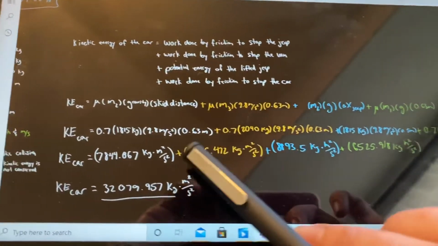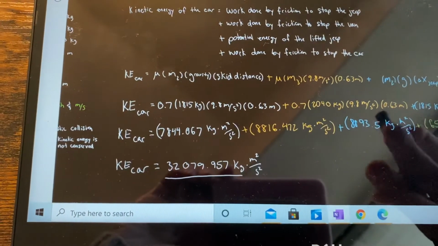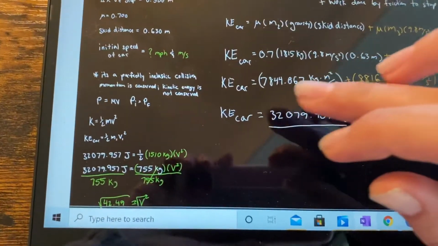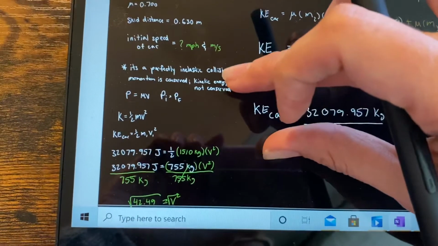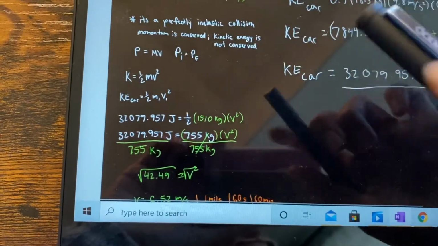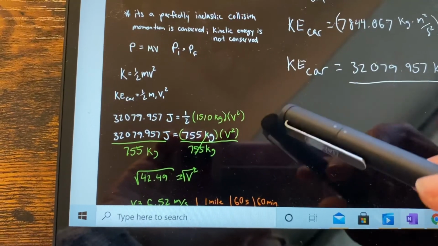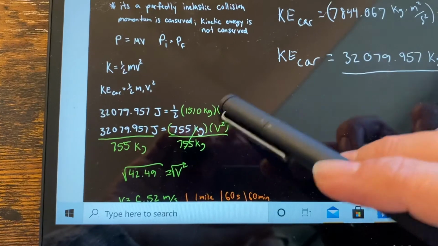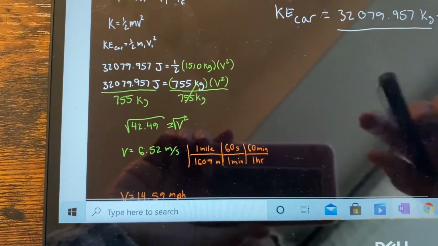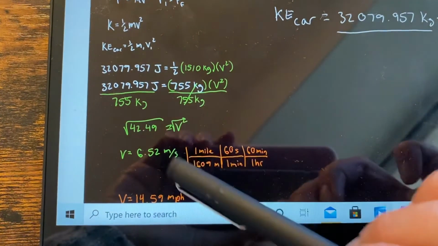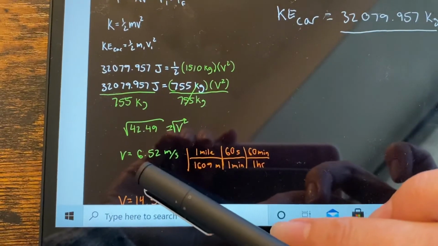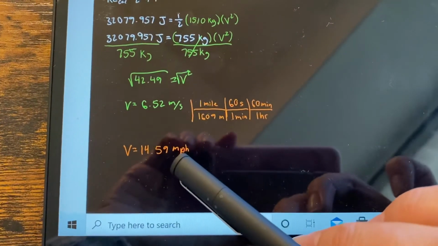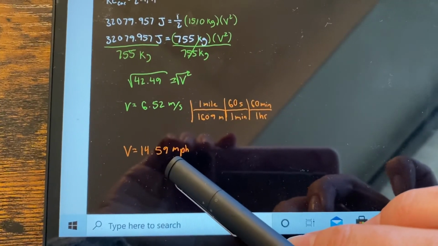We end up with the kinetic energy for the car being 32,079.95 joules. And then we just put it in over here, where we have the kinetic energy. This is just algebra. We're going to set it to the other side. The mass of the car, the velocity of the car, which is what we want to know. And then making sure to take the square root, we end up with 6.52 meters per second. And then doing our conversion into miles per hour ended up being 14.59 miles per hour.